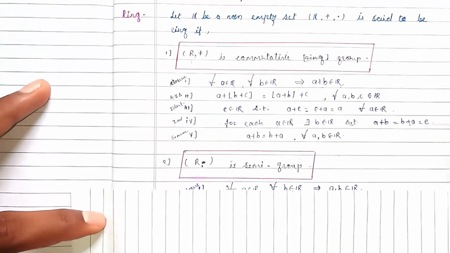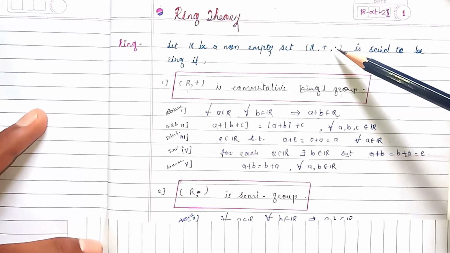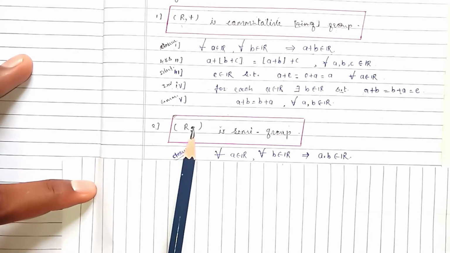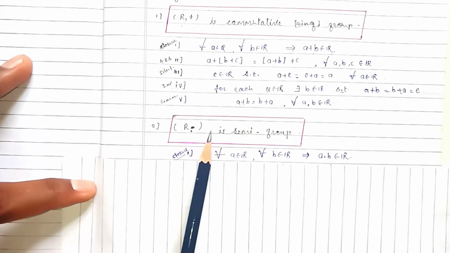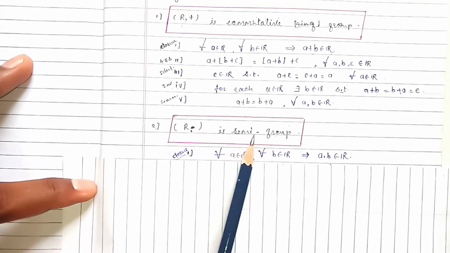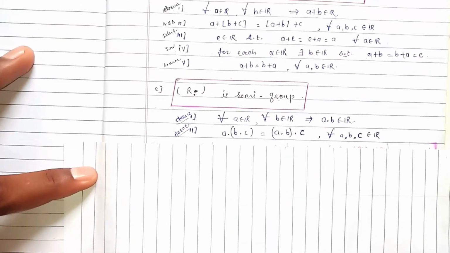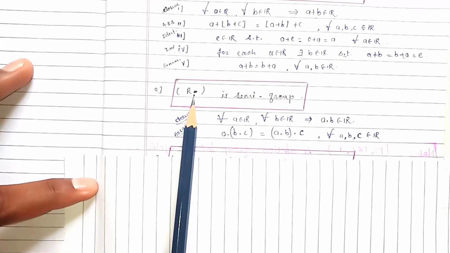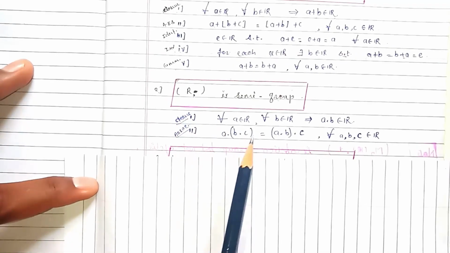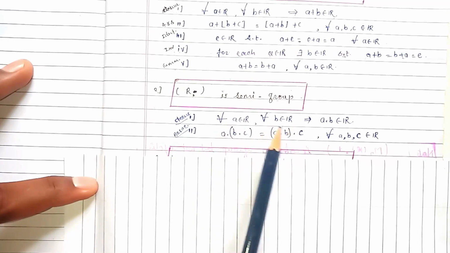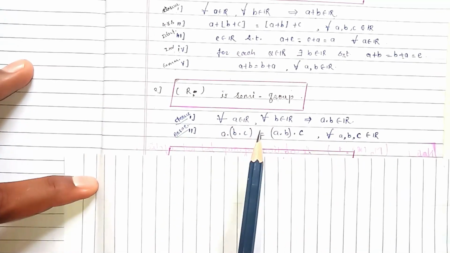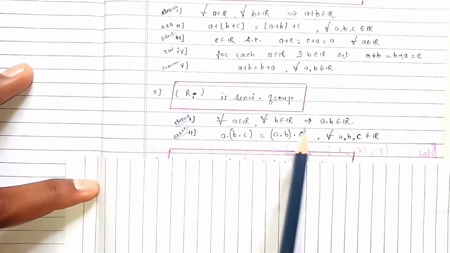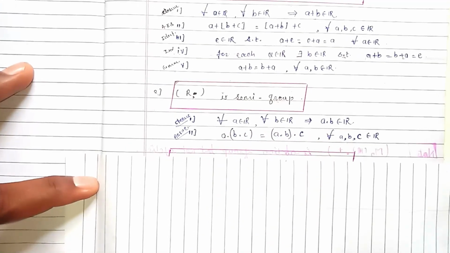The next property says that with respect to the second operation, which here is multiplication, the ring R with dot is a semigroup. It needs to hold the properties of a semigroup, which are closure and associativity. The closure property says to take any two elements a belongs to R and b belongs to R and show that their dot product is in R also. This is similar to addition: for multiplication, take any two elements from the ring and show that their product is also in the ring.